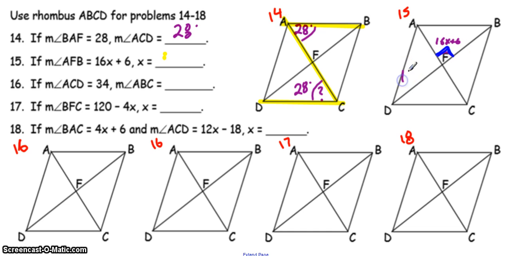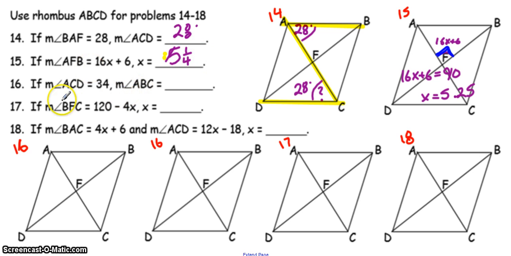We can write the equation 16x plus 6 equals 90 degrees, again because the diagonals of a rhombus are perpendicular. Now, if you solve that equation, you should get x equals 5 1/4, or 5.25. So your answer is either 5 1/4 or 5.25 for question 15.